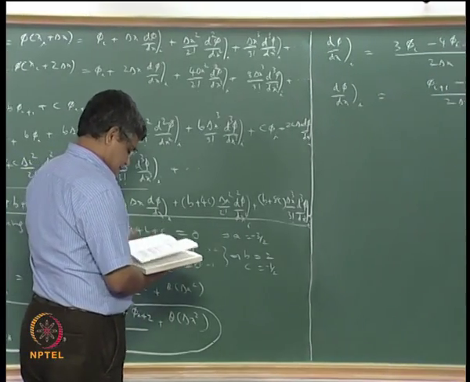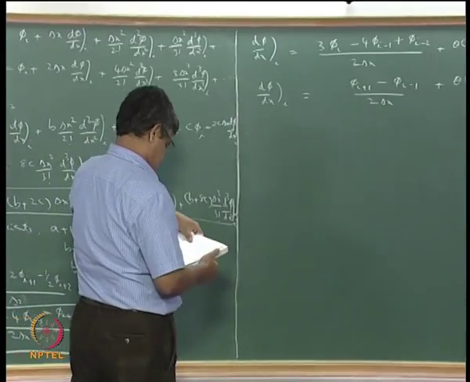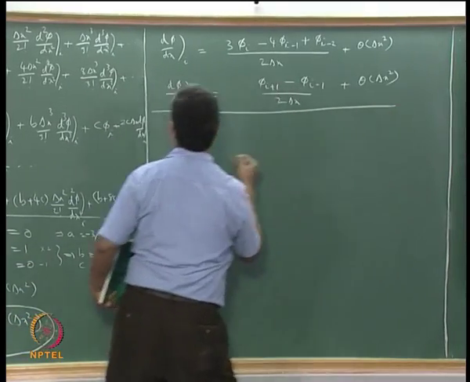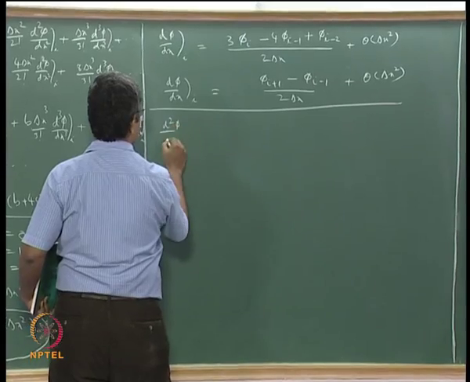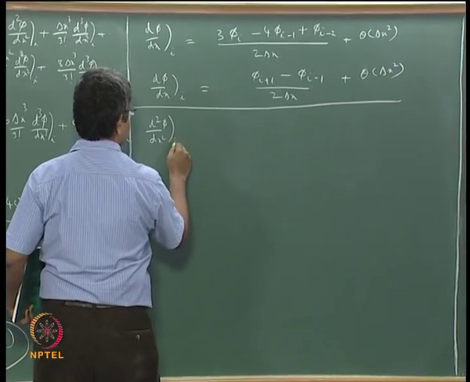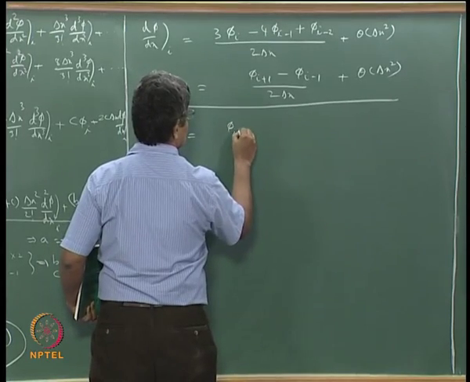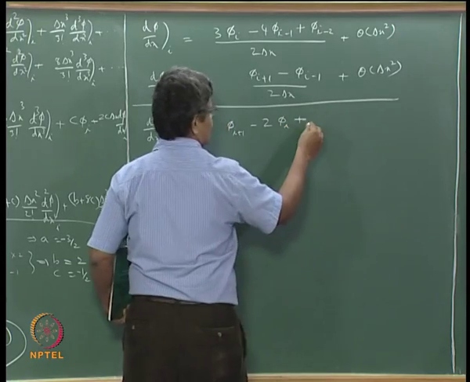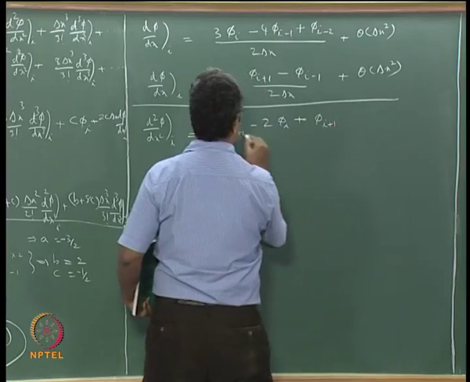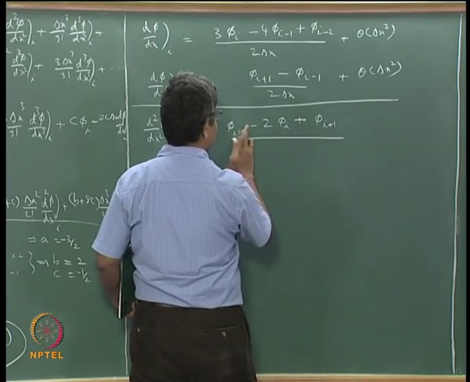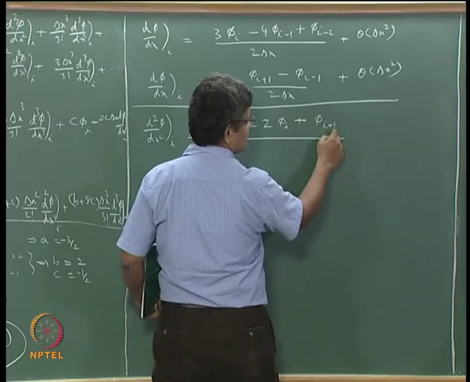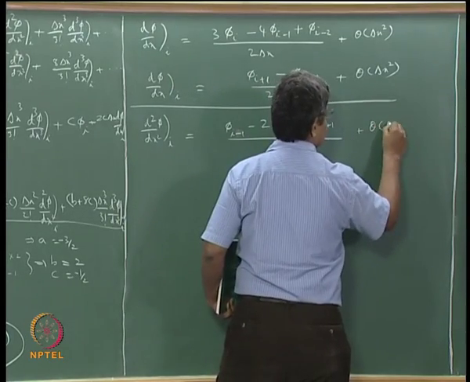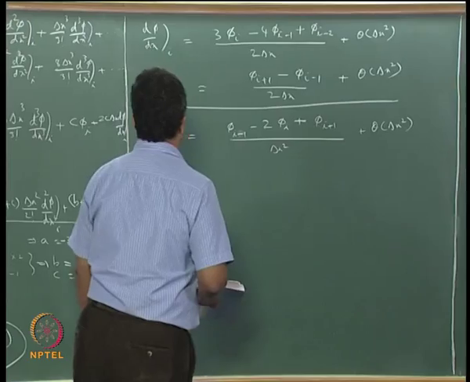We can similarly write for a second derivative. We know the central difference formula we have already derived. This is phi I minus 1 minus 2 phi I plus phi I plus 1 by delta x square, and this is a second order accurate formula.